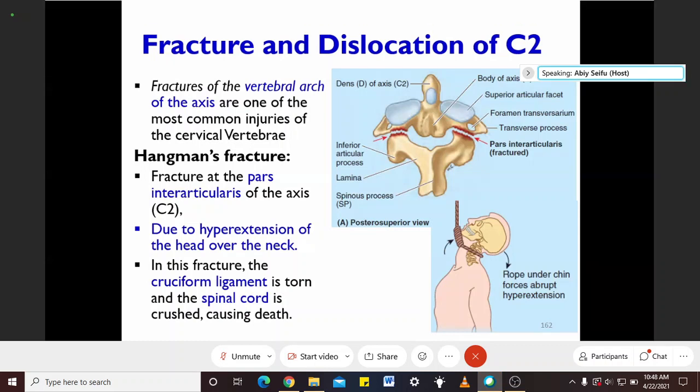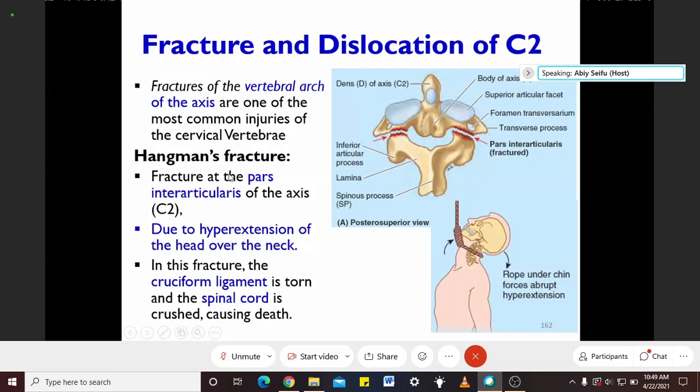I mean, not flexed, rather extended, like this, which is called hyperextension. So the fracture occurs over here, which is called a hangman fracture. Remember, in such fractures, the head is hyperextended over the neck. That means the neck is not highly flexed, rather the head is extended over the neck.